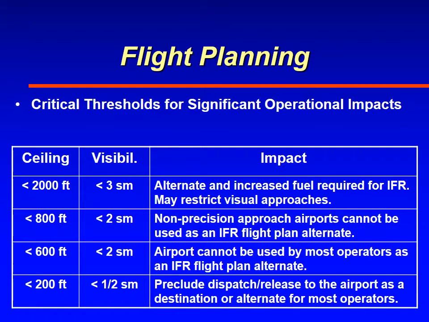Also, at airports that are used as alternates, if it is a non-precision approach, you need visibilities greater than 2 miles and ceilings greater than 800 feet. At precision airports, you can't use it unless the visibility is more than 2 miles and the ceiling more than 600 feet. And then, of course, when the ceiling and visibility go below 200 and a half, the airport, for the most part, is unusable unless they have Cat 3 approaches or things like that. So with normal approaches and normal airports, typically you can't dispatch into an airport with those types of conditions.